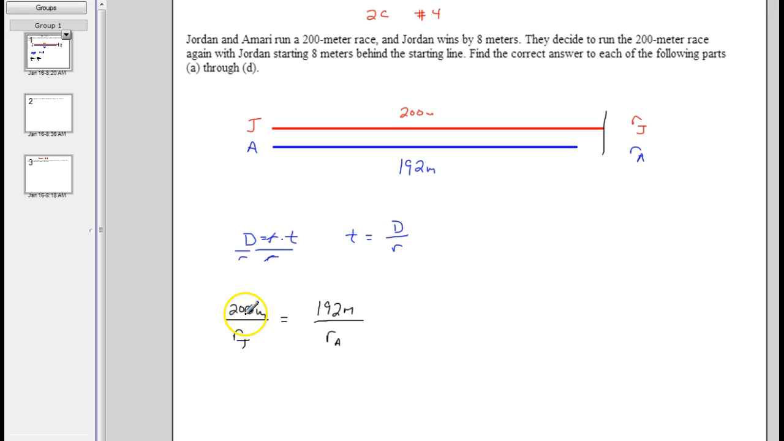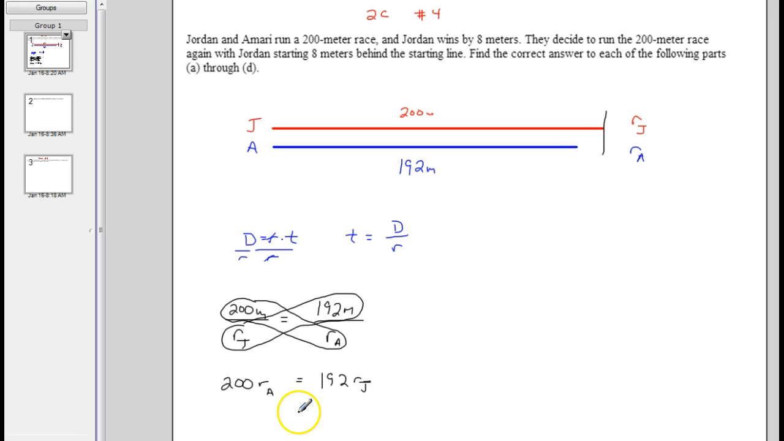So this is a fraction equal to another fraction. If you remember, when you were younger, you could solve these types of things by cross multiplying. If two fractions are equal, like we have here, then the cross products are equal also. So if I multiply 200 meters times the rate Amari was traveling, I'll just write 200 times RA, we don't need the meters, and I'll set that equal to 192 times the rate that Jordan was running. So we get this equation.